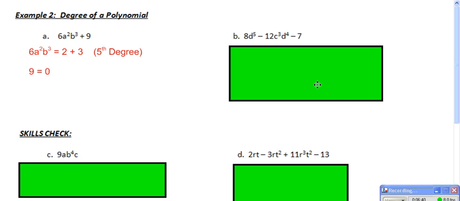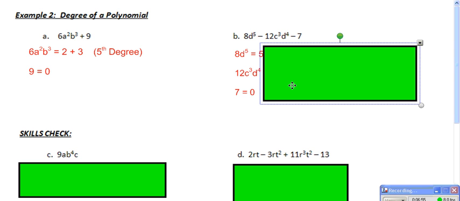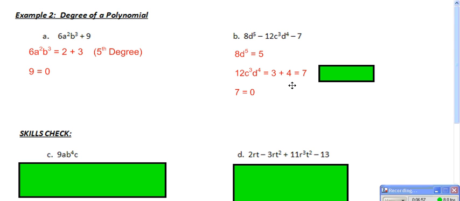In B here, again, break things down. Break your three pieces of this trinomial down. You have 8d to the fifth, 12c to the third, d to the fourth, and 7. Again, we want to add the exponents together. D has a power of 5, c has a power of 3, d has a power of 4, so we'd add that together, giving us 7.